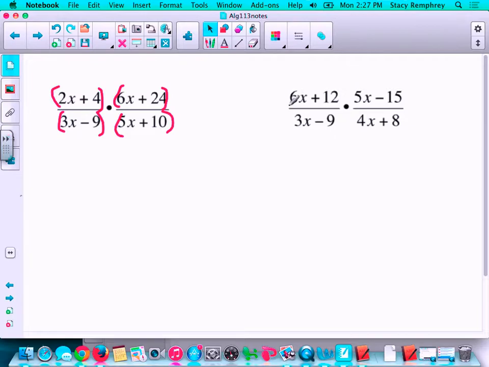Then I'd like you to do the same thing over in this one. It's the same idea. Look for greatest common factors and look to cancel. So I'd like you to push pause again.